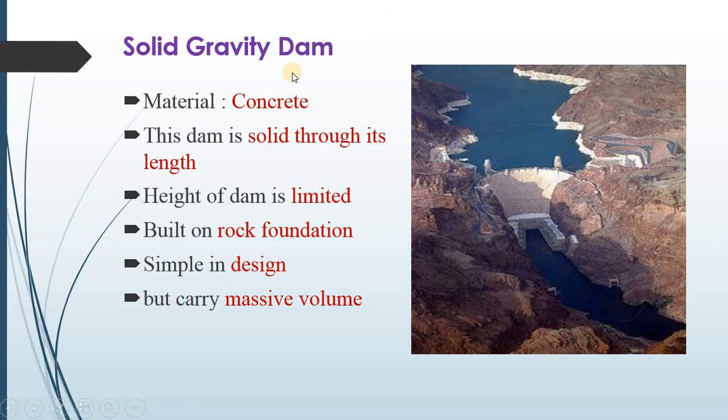So first is the solid gravity dam. The material used for solid gravity dam is concrete. This dam is solid through its length. Height of the dam is limited. Built on rock foundation. Simple in design but carries massive volume. So in this picture you can see this is the solid gravity dam which has limited height but carries massive volume, and it is made up of concrete and it is solid through the length.